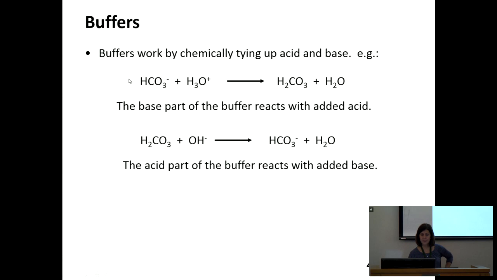So maybe in your notes you would write base part of buffer. This would be the base part of your buffer. And then the H3O will be the added acid. And then over here, H2CO3, this is the acid part of your buffer, and water. So the base part of your buffer is going to react with added acid to create the acid part of your buffer and water.